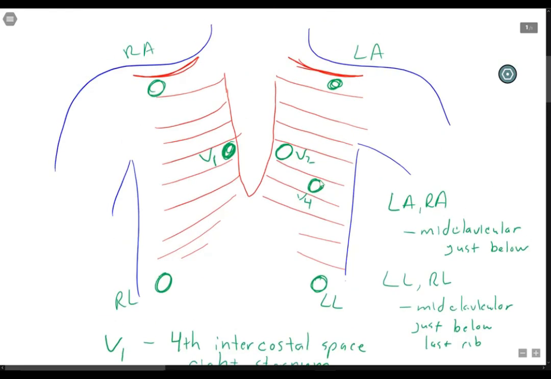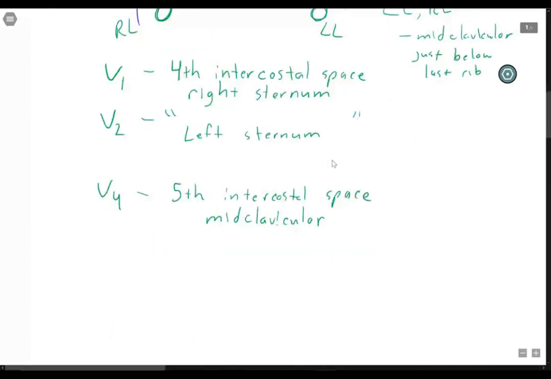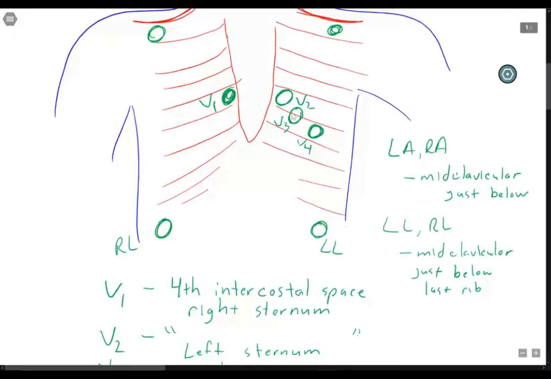Fifth intercostal, midclavicular. Now we can go back to V3. Technically, V3 is directly between V2 and V4. I don't know why I wrote a 4. V3. So, in the middle, or between V2 and V4. So there we have it.